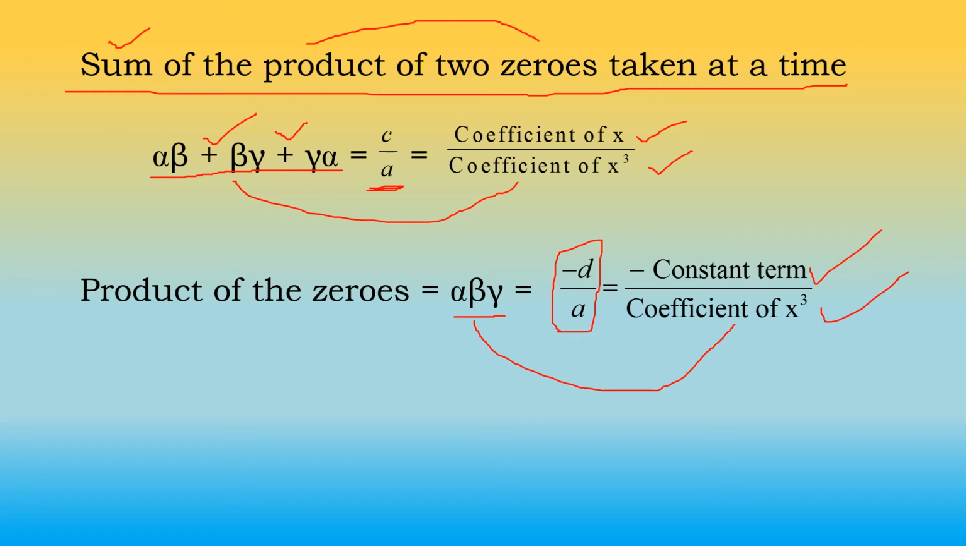So for a quadratic polynomial we have two formulae: one is the sum of the zeros, another is the product of the zeros. Now for a cubic polynomial we have three relations: alpha plus beta plus gamma, alpha into beta plus beta into gamma plus gamma into alpha, and the product of zeros alpha into beta into gamma. Now using these three relations, let us take one example problem to understand more about the concept of cubic polynomials.